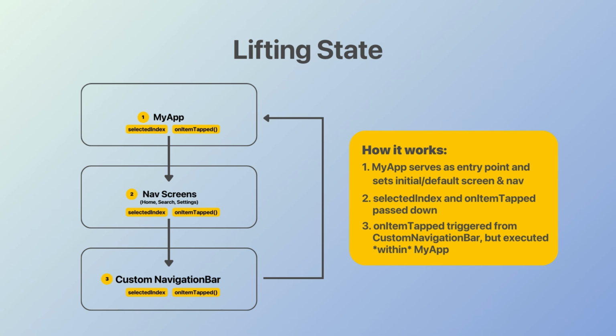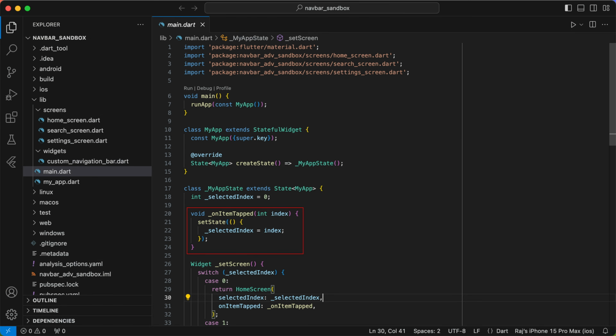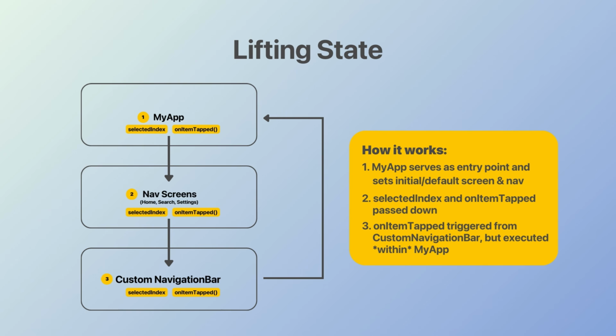Without a doubt, the most important concept to understand here is how onItemTapped works. Think of it this way. When onItemTapped is triggered from the custom navigation bar, we're actually running onItemTapped from within my app. And when onItemTapped is executed, we set a new value for selected index and trigger the setState method. This then triggers setScreen and once more passes this new data down the chain. This whole cycle repeats every time a new value is selected. So if this is still a bit confusing, it's perfectly understandable. This is a pretty tricky concept to understand, and you might have to go through it a couple of times in order for everything to make sense.